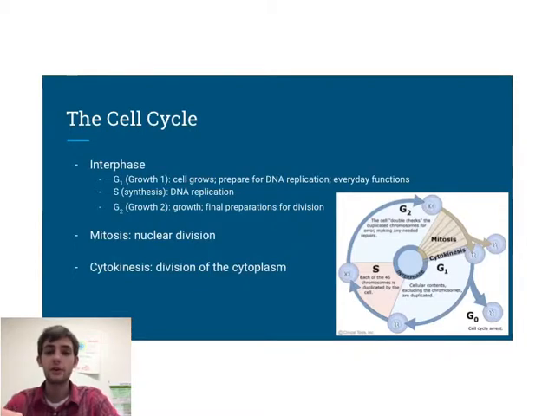The first part is interphase, and this is where the cell spends about 90% of its time. A way to think about interphase is the part of the cell cycle where the cell is doing its everyday function. Interphase is broken down into three smaller subphases. The first phase is the G1 phase, and that G stands for growth. During the G1 phase of interphase, the cell is obviously growing. It's preparing for DNA replication, which is making a copy of DNA, and it's performing its everyday function, so whatever the job of that cell is.